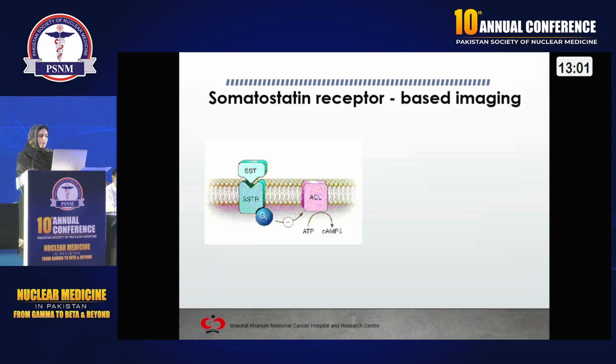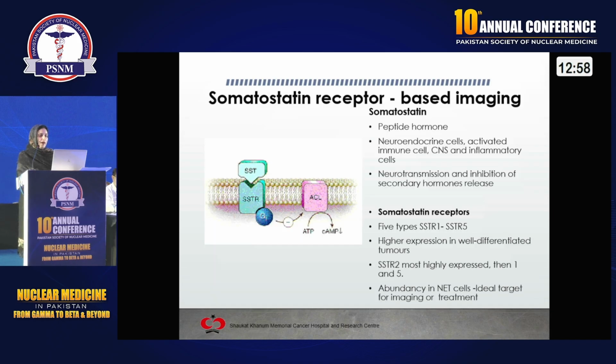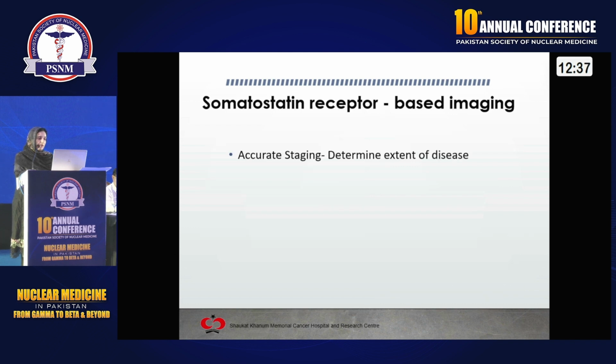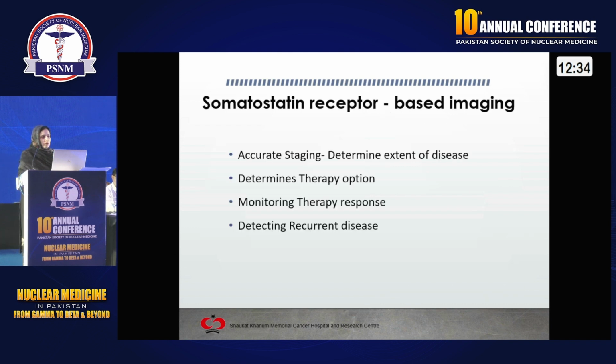So what is somatostatin receptor based imaging? Somatostatin is a peptide hormone, and it binds to somatostatin receptors, which are types 1 to 5. Type 2, followed by 1 and 5, are most highly expressed, and they're abundant in neuroendocrine tumor cells, which makes them an ideal target for imaging and treatment. So why do we want to image them? Because it helps us accurately stage these patients, determine the therapy options, monitor the therapy, and see if there's any relapse or recurrence.